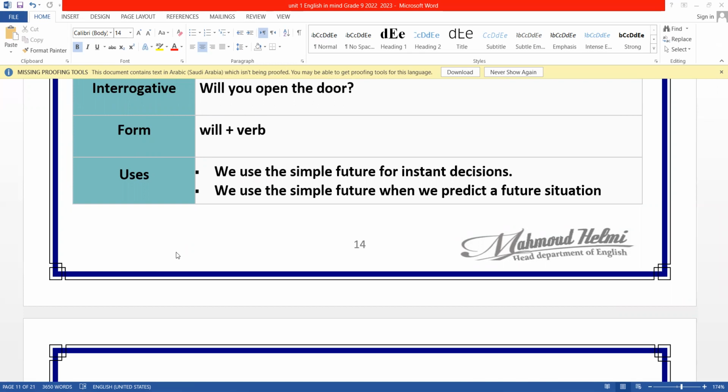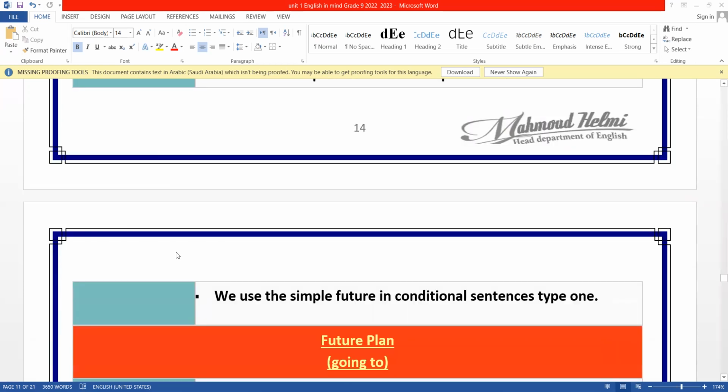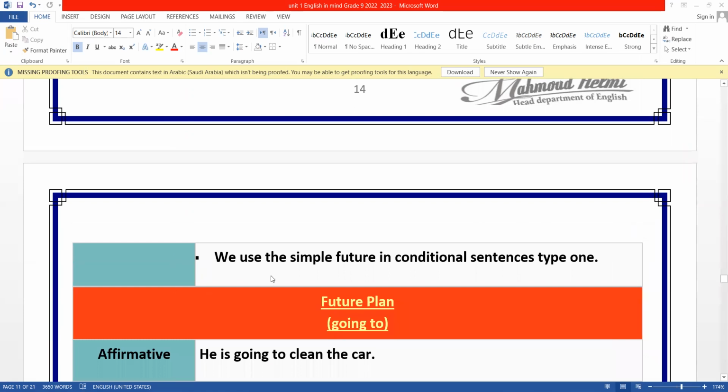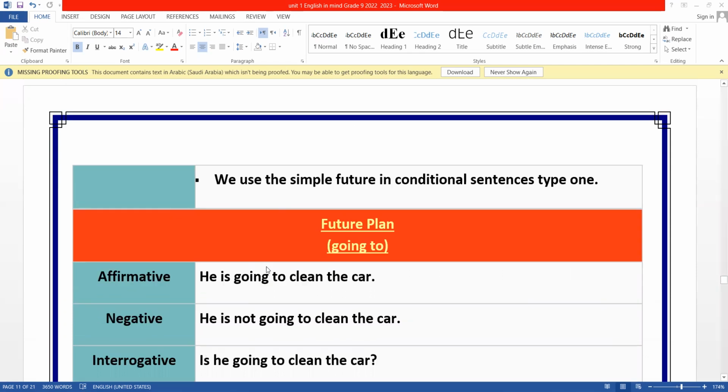We use the simple future when we predict a future situation. I think it will rain tomorrow. We use the simple future in conditional sentence type 1. If he works hard, he will succeed.